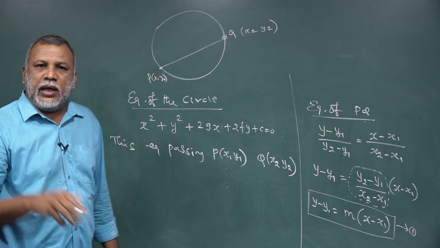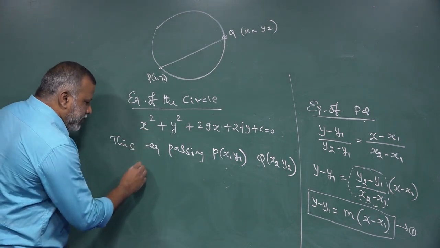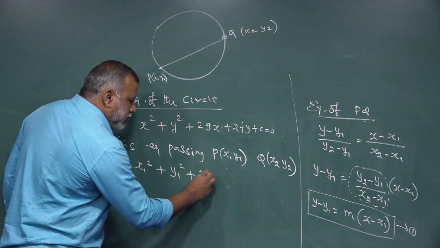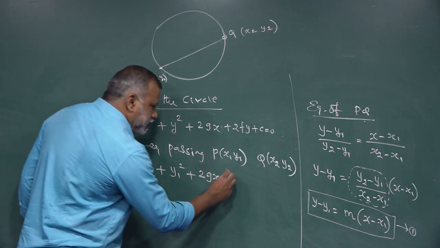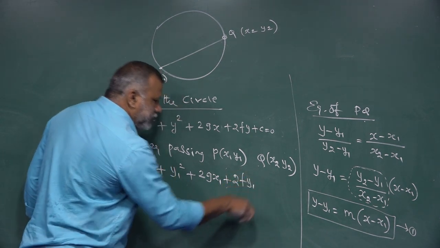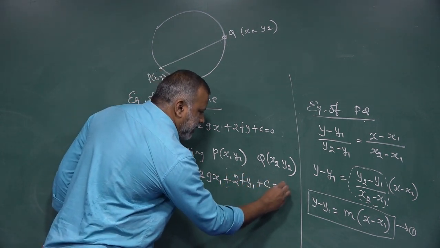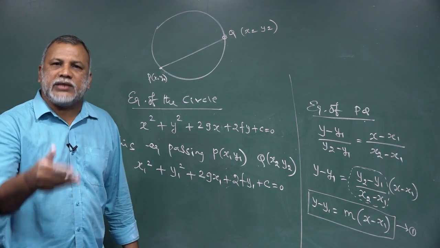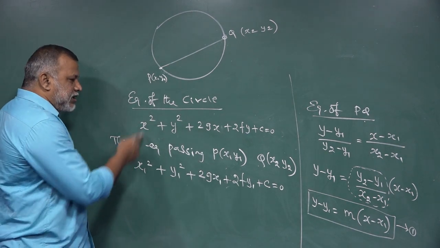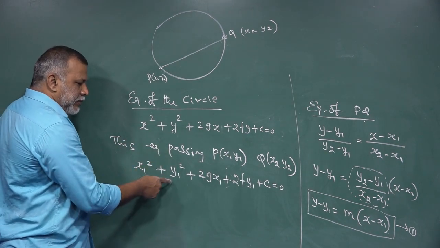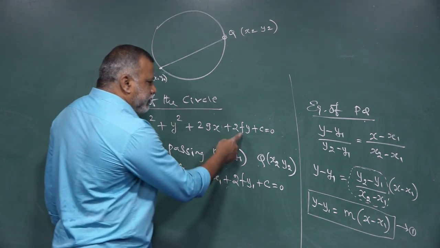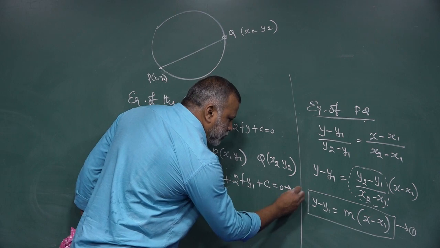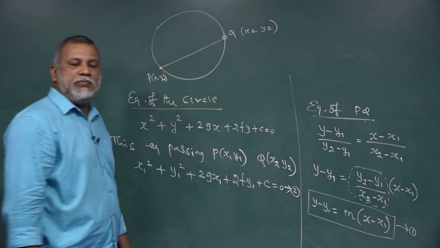Therefore, this equation may be modified as x1 squared plus y1 squared plus 2gx1 plus 2fy1 plus c equal to 0. That means, instead of this x, y, I am substituting the value x1, y1. Say this is equation number 2.